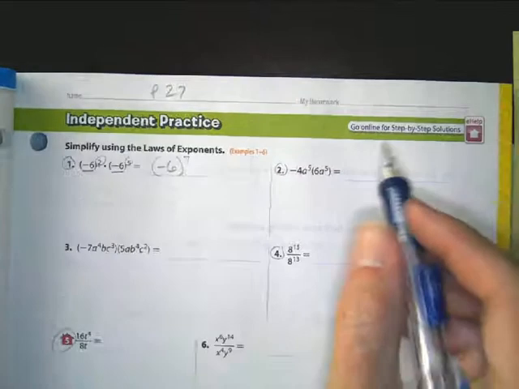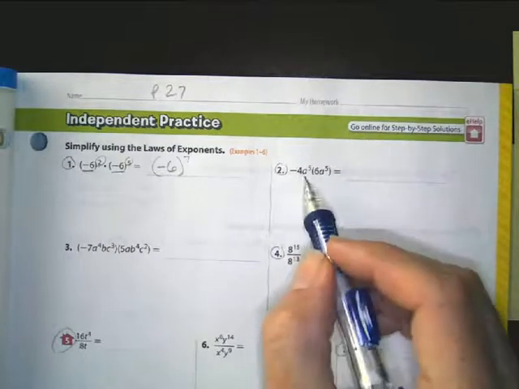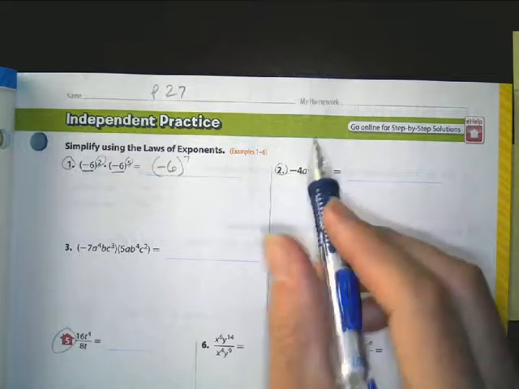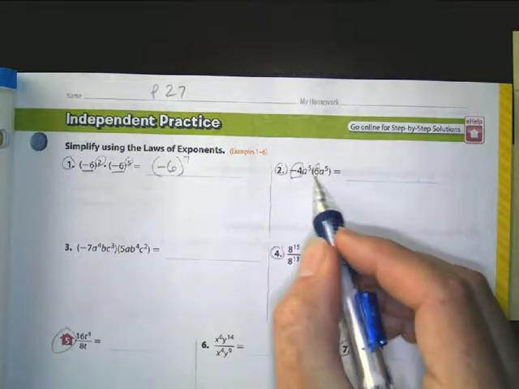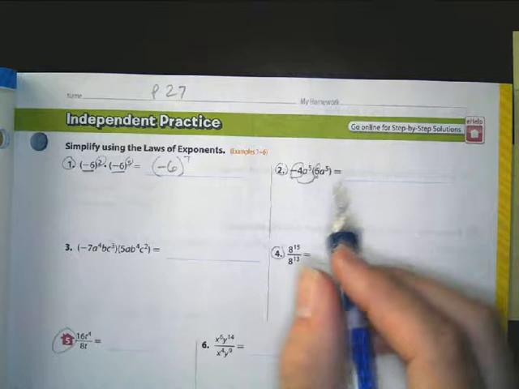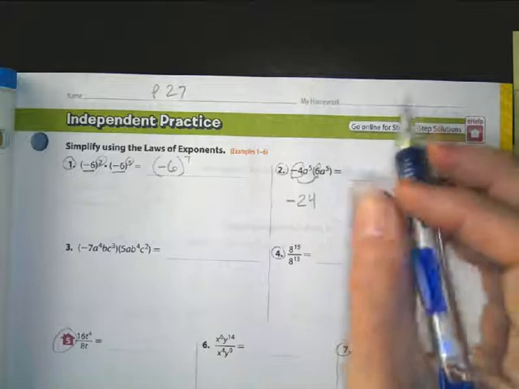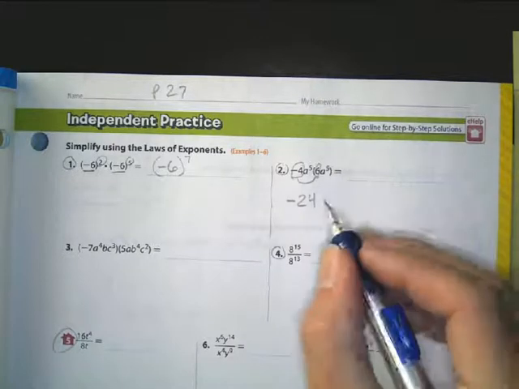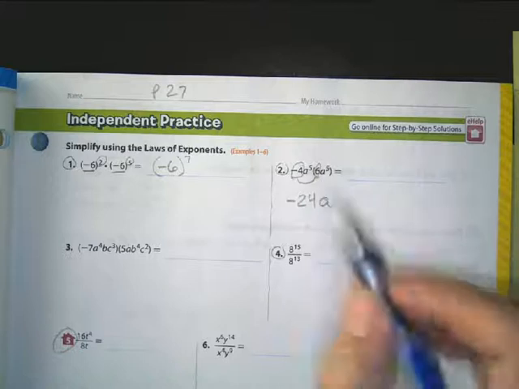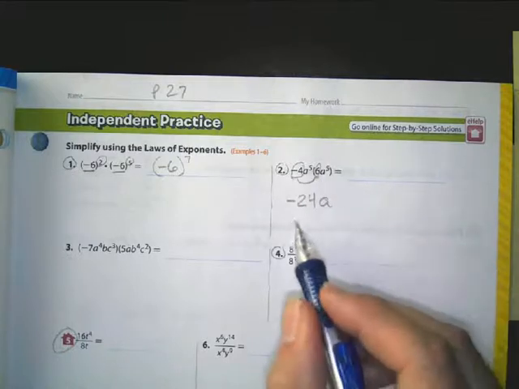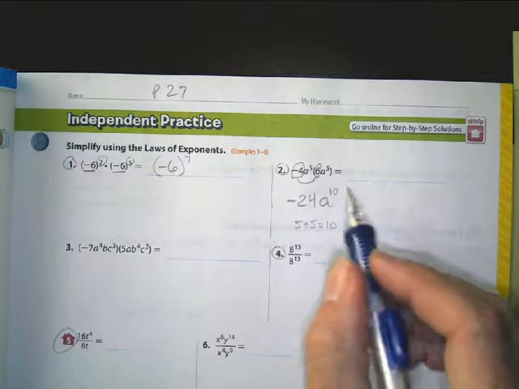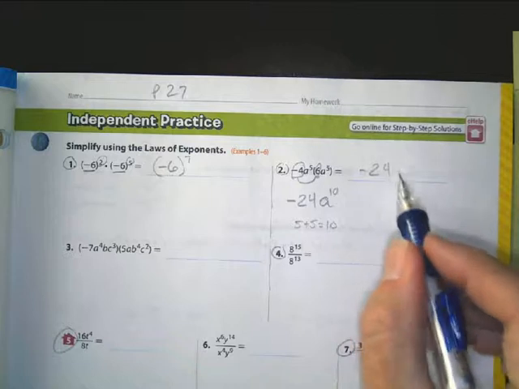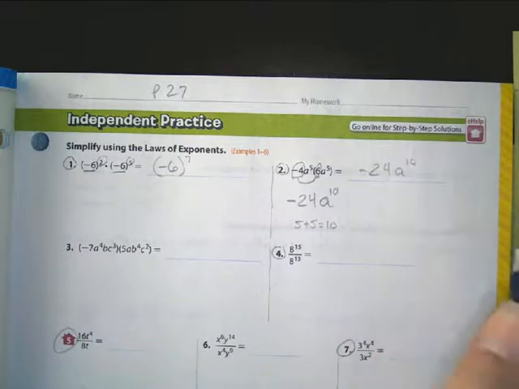When I look at number 2, they start throwing in both numbers and variables right away. That's not a problem. Let's play with the numbers first. I have a -4 and I have a +6. -4 times a +6 is a -24. No problem there. I can move things around with our different properties. Now a is my base here, and I have a to the 5th power times a to the 5th power. So I have to add the exponents. 5 plus 5 is 10, so I end up with a to the 10th power. So my answer is simply -24 a to the 10th power for number 2.